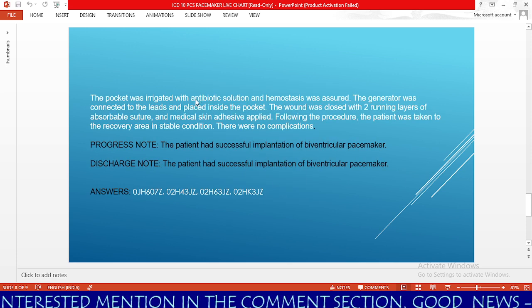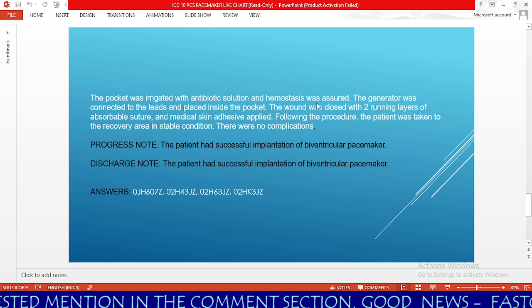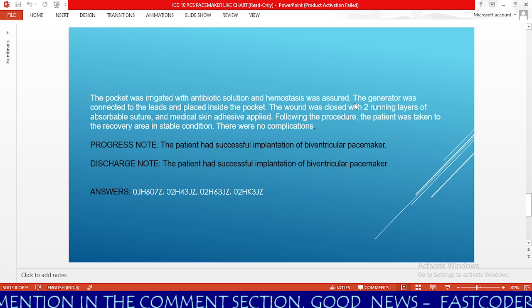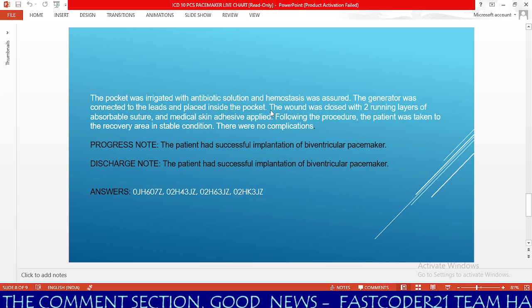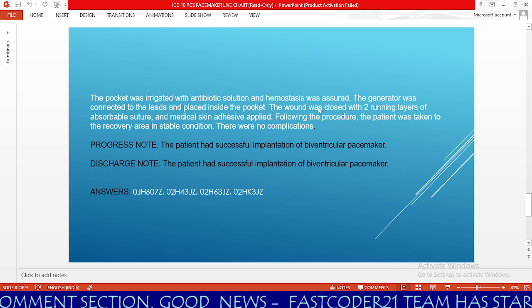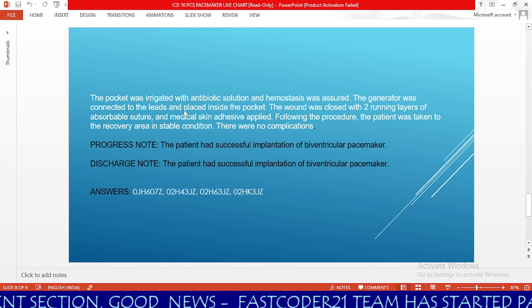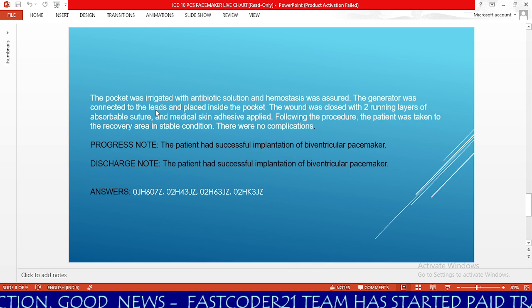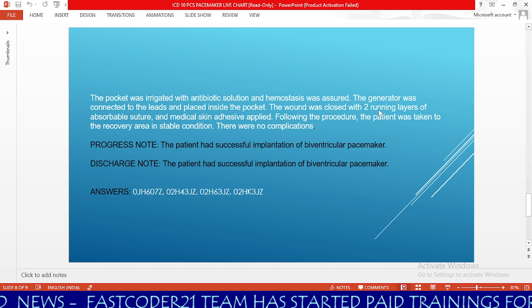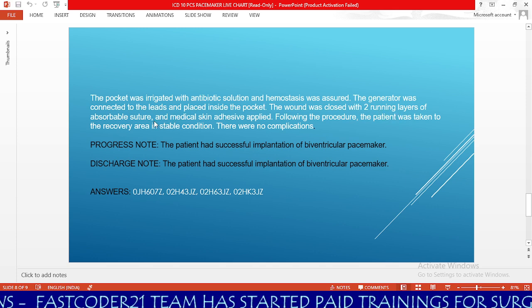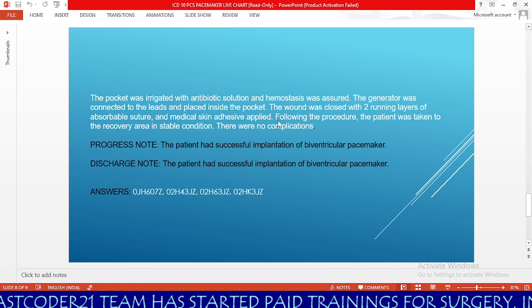The pocket was irrigated with antibiotic solution and hemostasis was achieved. The generator was connected to the leads and placed inside the pocket. So this is the keyword here: the pulse generator was connected to the leads. Here we have three leads, and those three leads are connected to the pulse generator. The wound was closed with two running layers of absorbable suture and medical skin adhesive was applied.